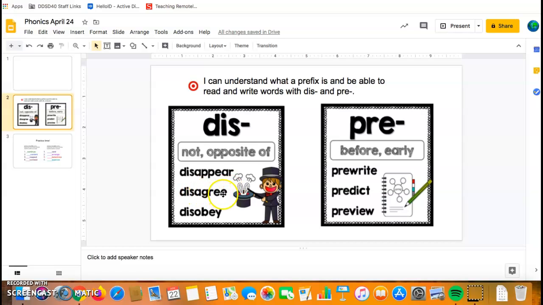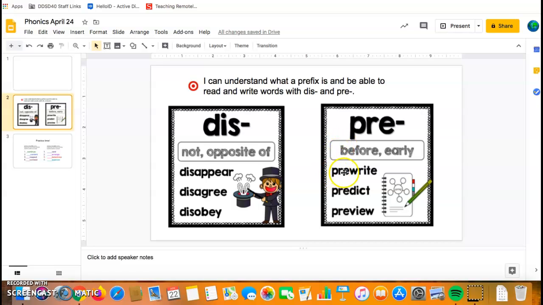Disagree, agree is the base word, so disagree means not to agree. Disobey, obey is the base word, so disobey means not to obey. Over here we've got pre. Pre means before or early.